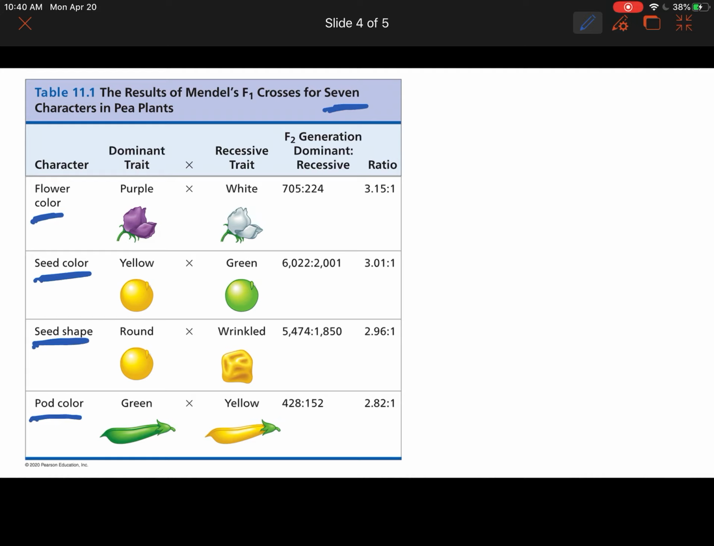And all of them only show up in 2 possibilities, okay? So there is that dominant recessive relationship amongst these traits that Mendel was studying. Now, what I want to call your attention to are these numbers, okay? Mendel did a lot of counting, okay? So when we look at the traits that we can describe in words, that's qualitative data.